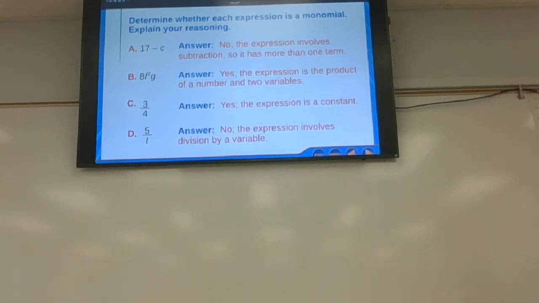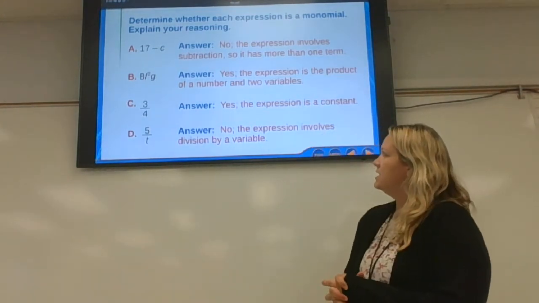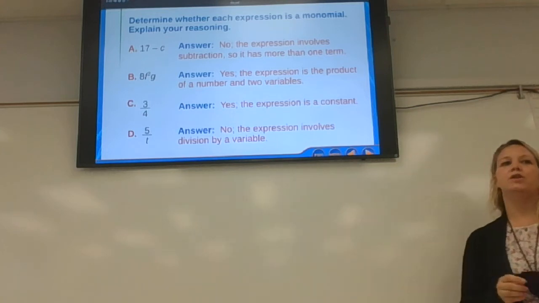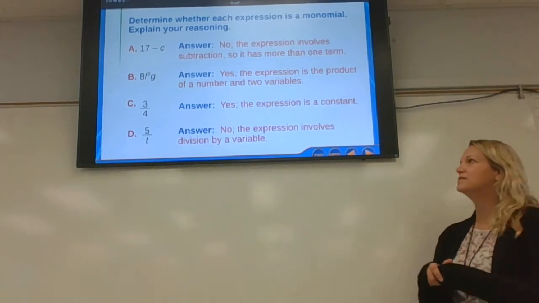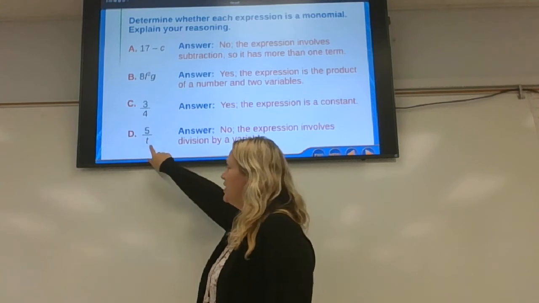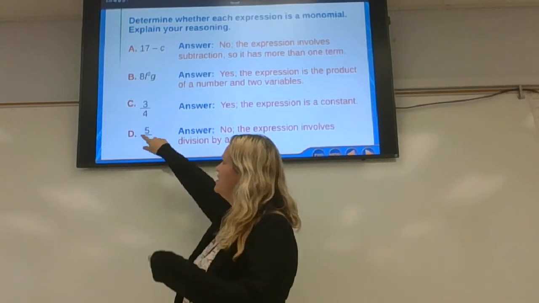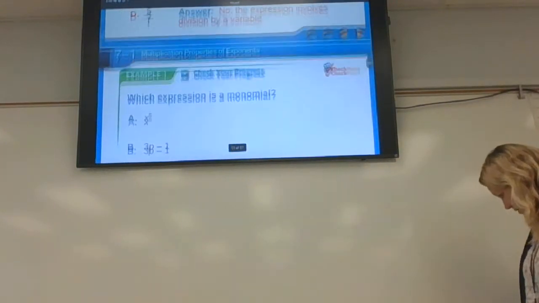Okay, letter B. Is a yes. It's just a product. There's no plus or minus sign. Letter C is a yes, and letter D is a no. Why is it a no, Will? Right. So look at the yes, and then look at the no. We got 4. Good. A T. No. You don't know what T is. All right. Now do this one on your paper.